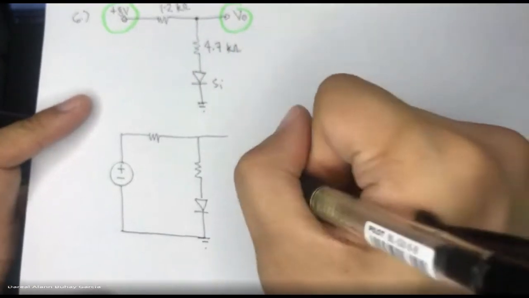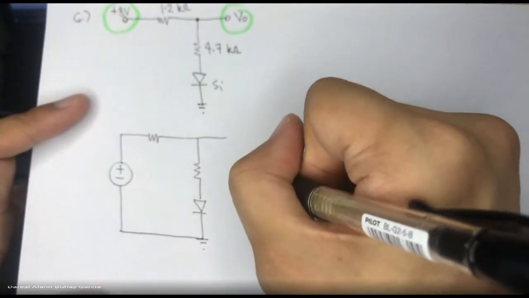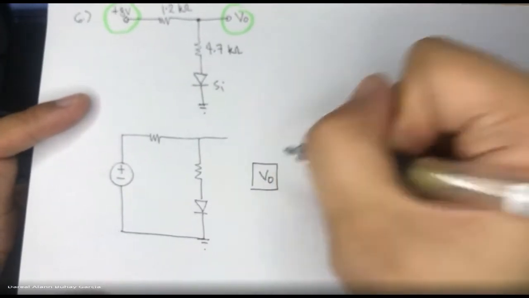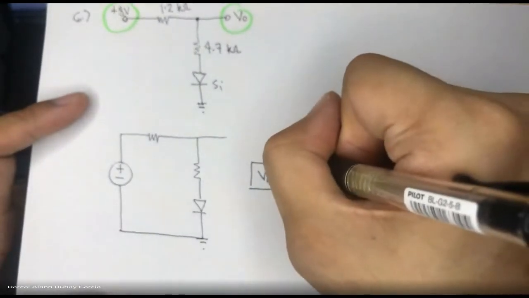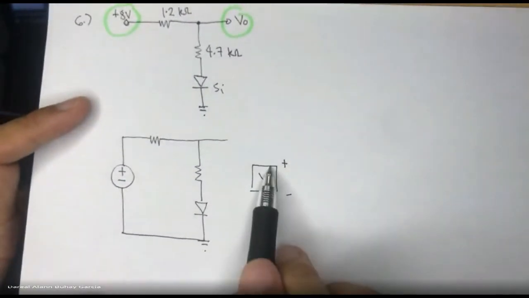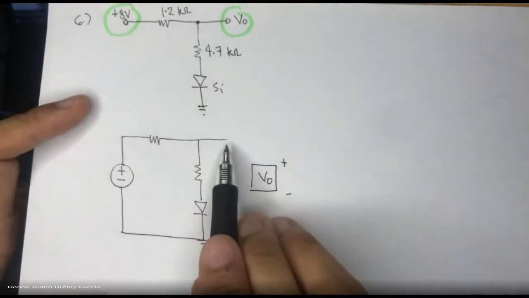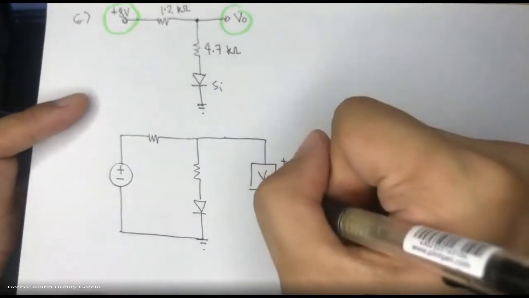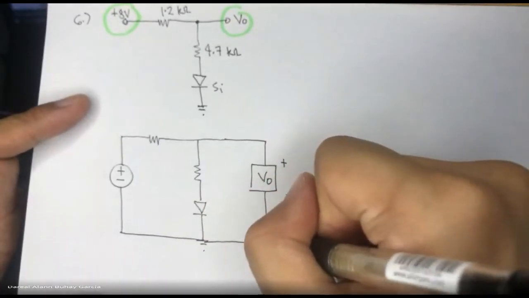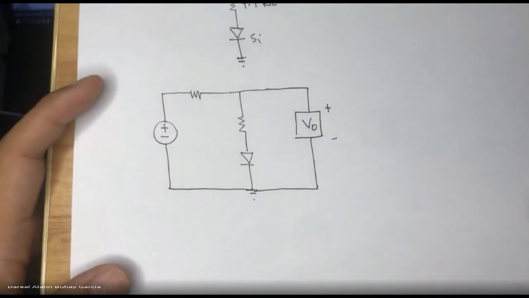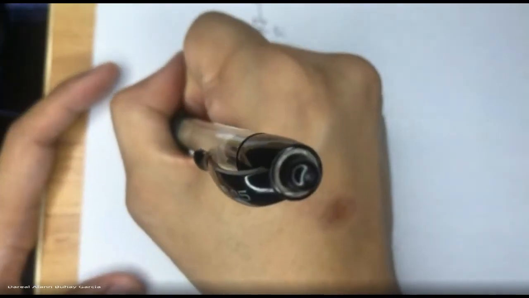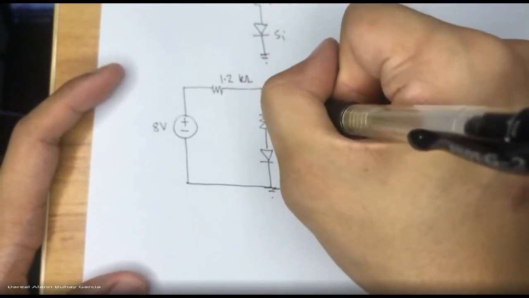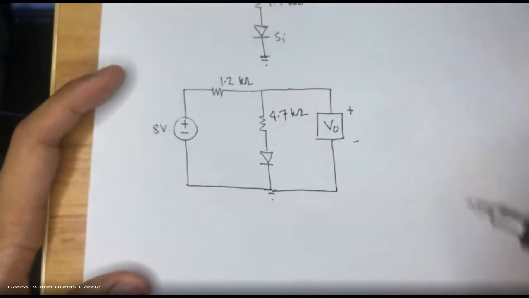So we have a meter here, a multimeter. It has its own symbol, this thing here, VO. It is a measuring tool. The positive terminal is connected here, and the negative terminal is connected directly to the ground. Eight volts, 1.2 kilo ohms, 4.7 kilo ohms.